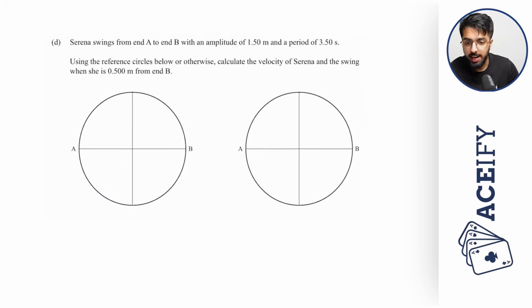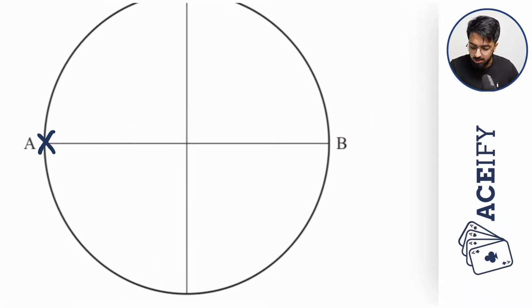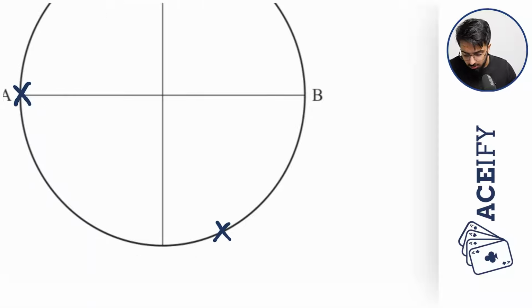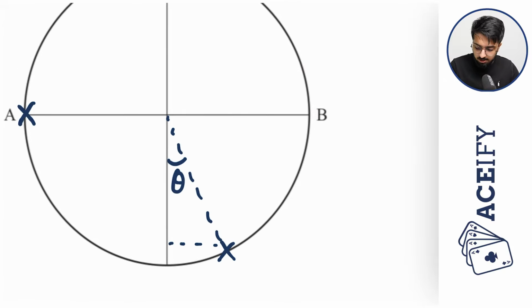Serena swings from A to B with an amplitude of 1.5 meters and a period of 3.5 seconds. Using the reference circles below or otherwise, calculate the velocity of Serena on the swing when she reaches 0.5 meters from B. So we're starting from A, and we are 0.5 meters from B. So we're probably right over here-ish, and we can draw in our phasor like so, where this angle is theta, and this right here is 1.5 meters, okay?